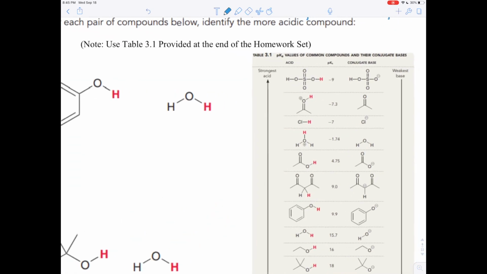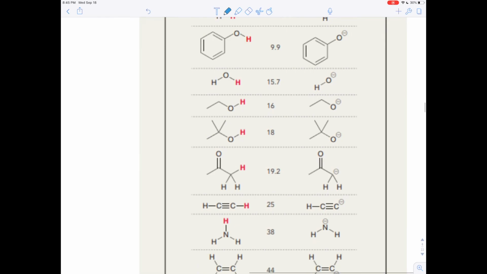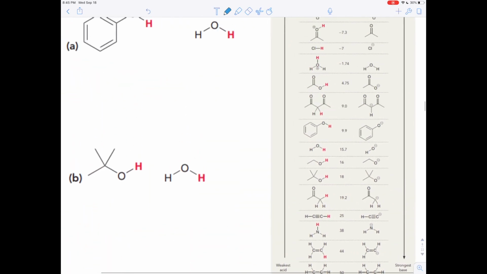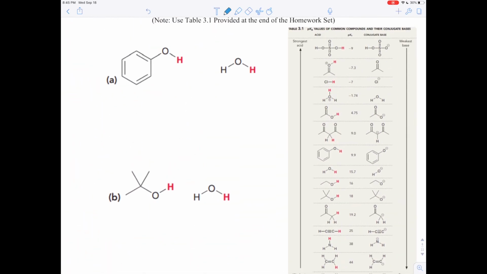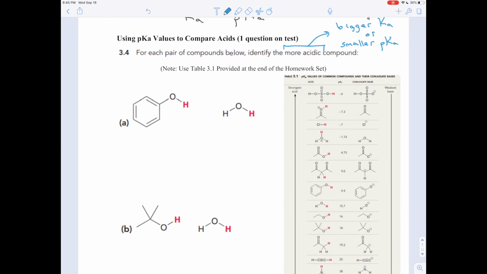So let's write the pKa's down, or the Ka's. Now, this is a table from your book, table 3.1. I put it in the end of your homework, and it lists all these different molecules you might run into, and it gives you the pKa's for them. On a test, I would give you, for example, the pKa's. I would either give you the Ka's for both of the molecules, the pKa's for both of the molecules, or what I'll probably do is I'll give you a Ka for one and a pKa for the other.